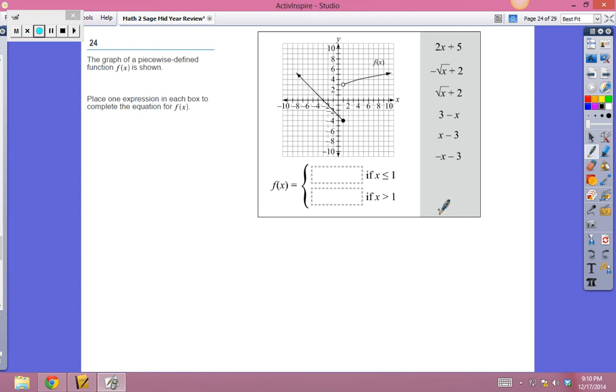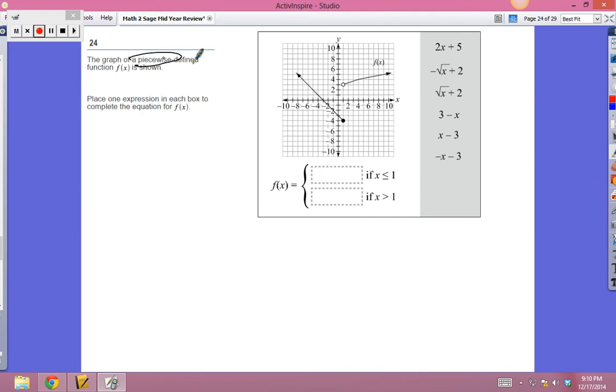Okay, they give you two functions. So 2 pieces. We're going to call it a piecewise function. Place one expression in each box to complete the equation for f of x. So you need to look when x is less than or equal to 1. So on your x-axis right here is 1. They want your eyeballs to be anywhere smaller than 1. So that's going to be this line right here. This line is shaded and circled because it lands on 1, it includes 1, and anything smaller than 1.